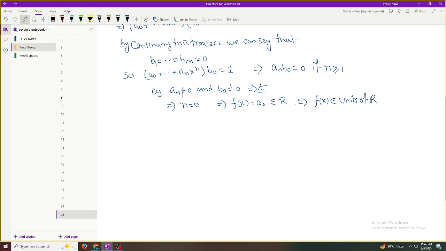See that, if x is nilpotent and a is a unit, then a plus x is a unit in R. Can you prove this? This is very easy.